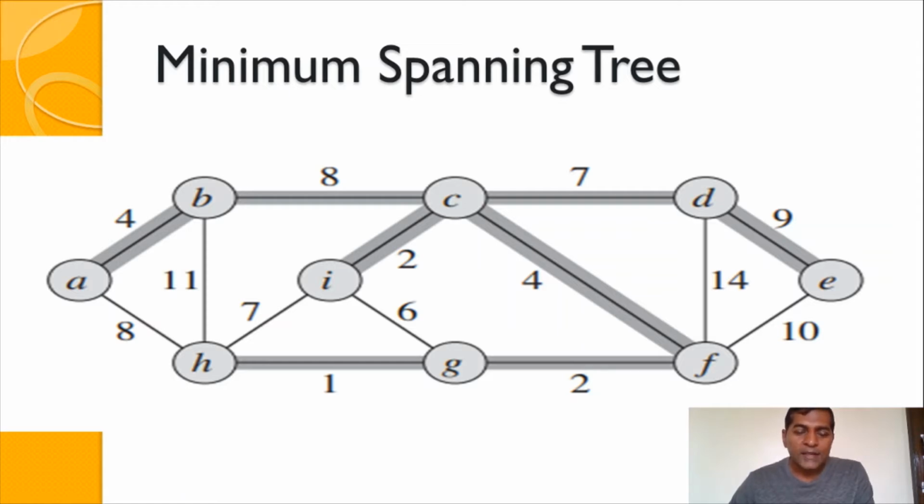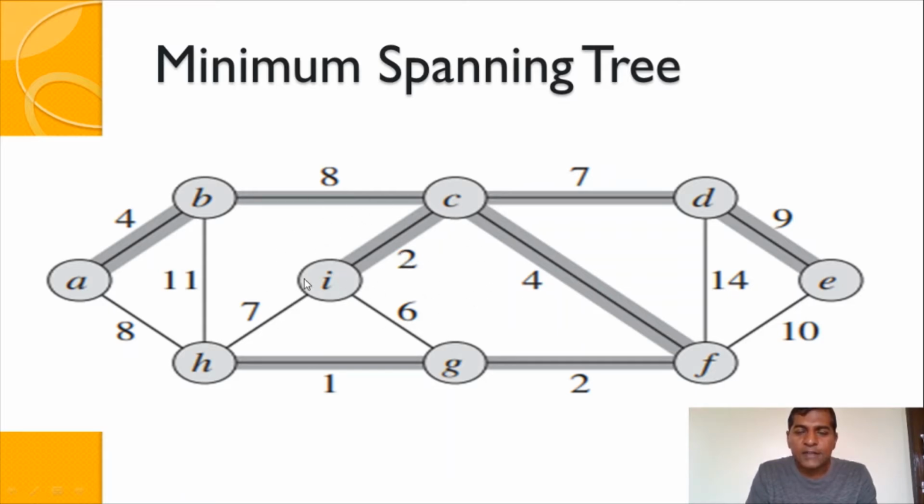The weight represents the connectivity between the vertices. A and B are connected with an edge, and 4 is the weight of this particular edge, whereas B and C are connected with an edge of weight 8. C and D are connected with an edge of weight 7. Accordingly, C and I are connected with an edge of weight 2. So this is how the graph is.